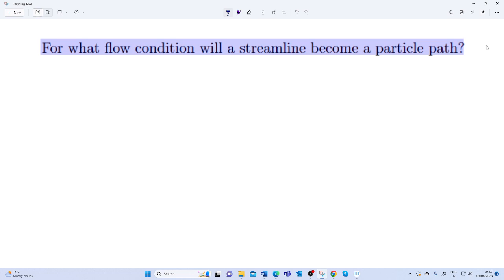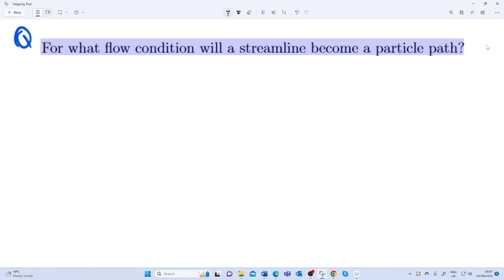Hello, everyone. Today we have another knowledge based question or theoretical question from aerodynamic angle. Now, let's read the following question we have today. For what flow condition will a streamline become a particle path?